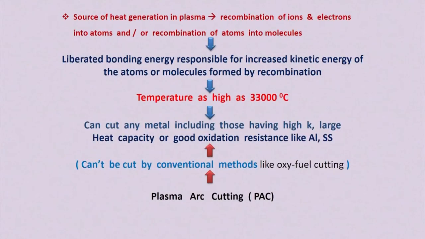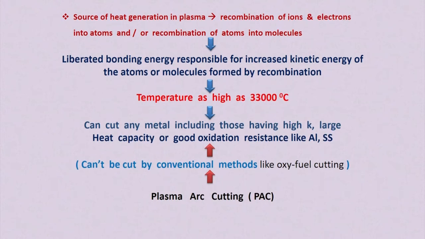It can cut any kind of material, including those having high thermal conductivity, high heat capacity, and good oxidation resistance. This much temperature is helpful for cutting such materials. Materials having good oxidation resistance include aluminum, copper, and stainless steel. These kinds of materials with higher thickness can be cut by the plasma arc cutting process, which is not possible by conventional oxy-fuel cutting.